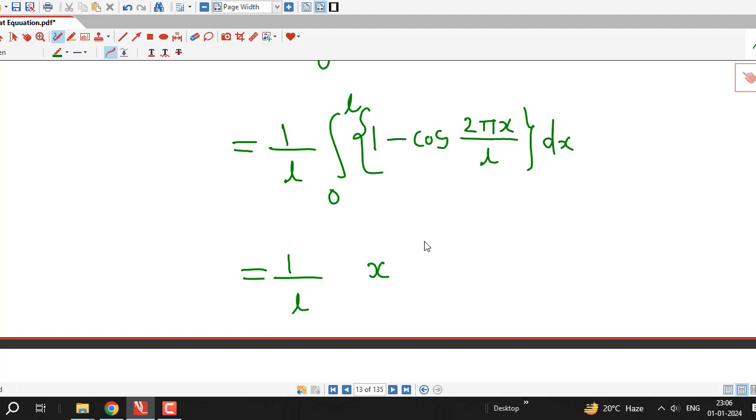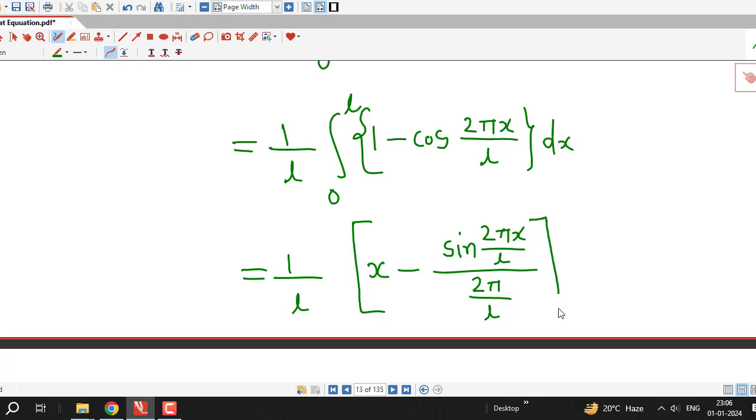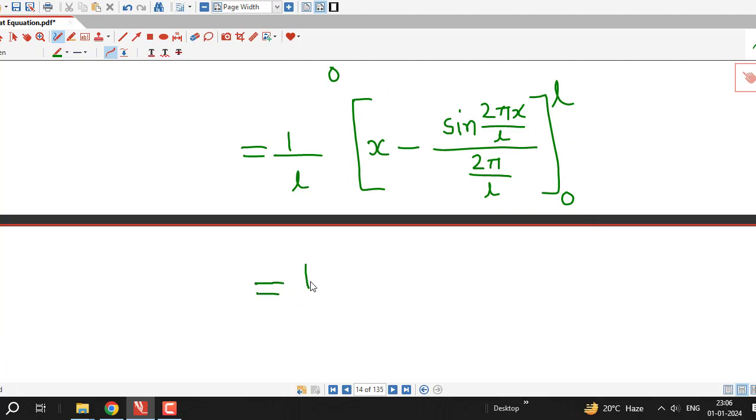So what is this integral? Integral of 1 with respect to x is x. Here the integral is sine of 2 pi x divided by L, and in the division I will write the multiple of x, which is 2 pi over L. Limits are from x equal to 0 to x equal to L. For the upper limit I will take x equal to L, so this L will get cancelled and I will have sine 2 pi, and sine 2 pi is 0.